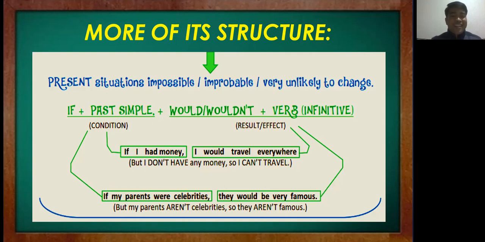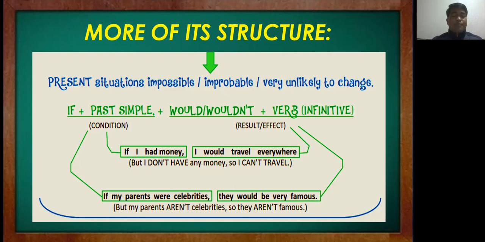Second conditional sentences present situations that are impossible, improbable, or very unlikely to change or to happen. Use if and the past simple form of the verb in your condition clause. Use would, or wouldn't if it's in the negative form, plus your verb in the base form or infinitive form.